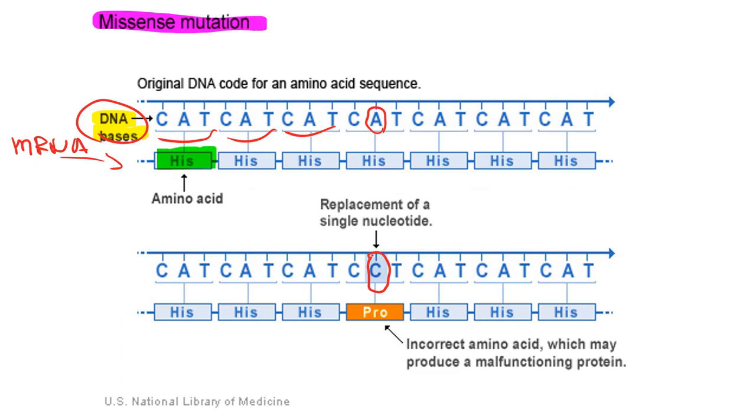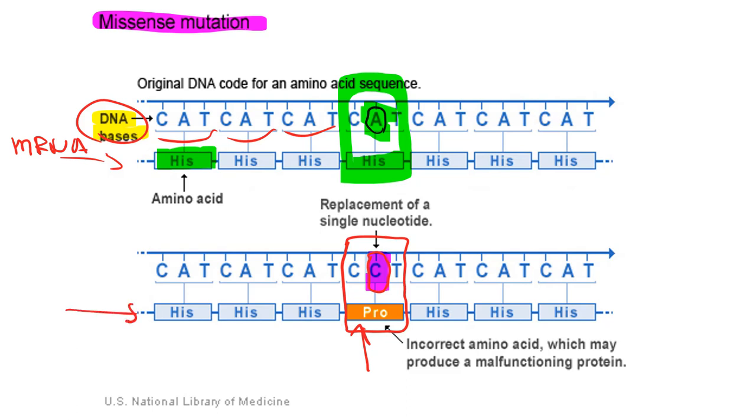So what would happen in this case? Well, if we replace the base here, that A that should code for histidine, and change it to another nucleotide, a C, well, this CCT here will lead to a very, very different amino acid. That amino acid is proline, right? So you see, we have a bunch of histidines right here. This is what we should see here.